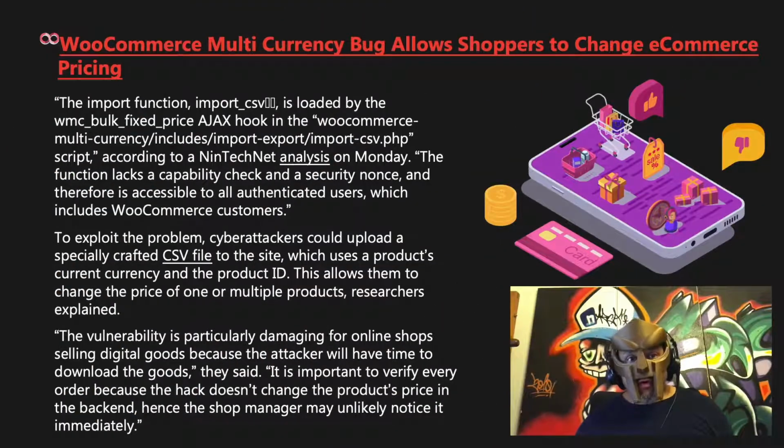It's important to verify every order because the hack doesn't change the product's price in the back end. Hence, the shop manager may unlikely notice it immediately. So the back end could still be showing the correct price, but the price I pay with my card is only $1. So you only notice it, let's say, when you check your bank account and say, well, hey, why am I getting payments for only $1 when my products are $190 or $5,000 or whatever?